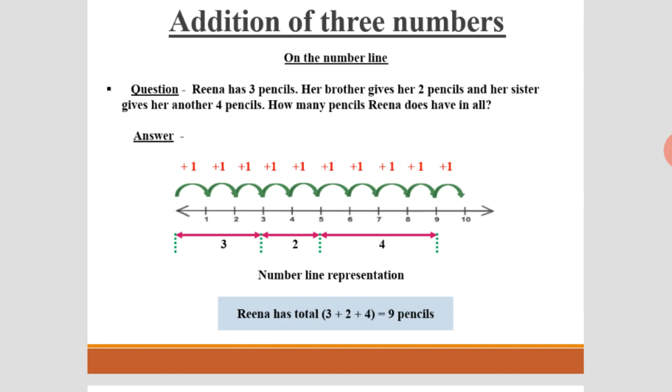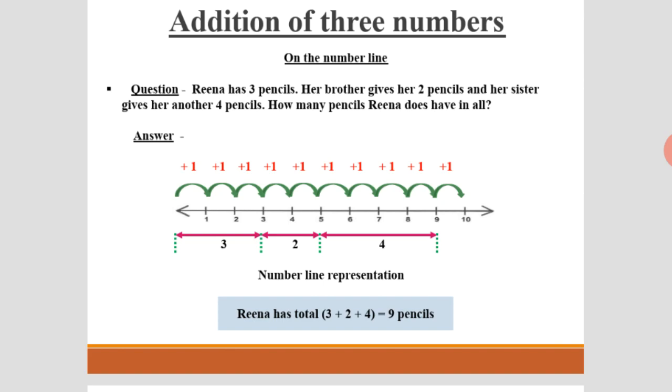Now, let's go for the next topic, addition of 3 numbers on the number line. Let's understand about this topic. Here the question is mentioned. Let's solve the question. Rina has 3 pencils. Her brother gave her 2 pencils and her sister gave her another 4 pencils. Now how many pencils does Rina have in all? Here we see the number line representation.